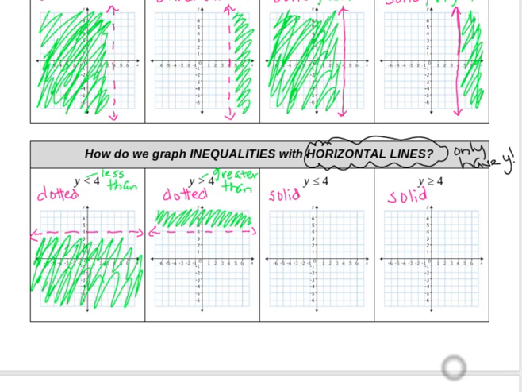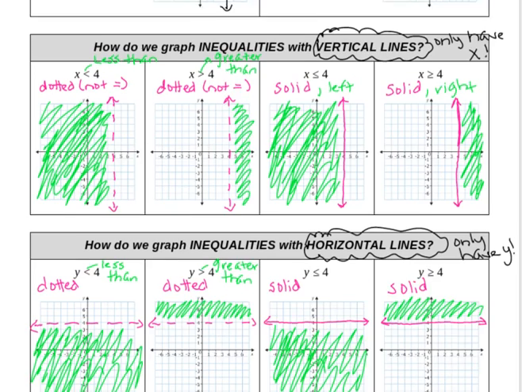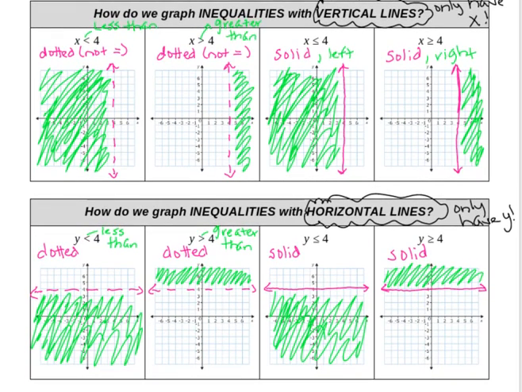A solid line at y equals 4 is right here. And now if we look at that symbol, that's a less than or equal to, so we're going to be underneath because we want to be less than. And one more, another solid line at 4. And now we need to be greater than, so we need to be above. So really, we gave you these 8 graphs here just so you could compare. They're all at 4, right? x is less than 4, y is less than 4. x is greater than 4, y is greater than 4. Just to show you when they're dotted versus solid, and then when we shade left versus shade right.